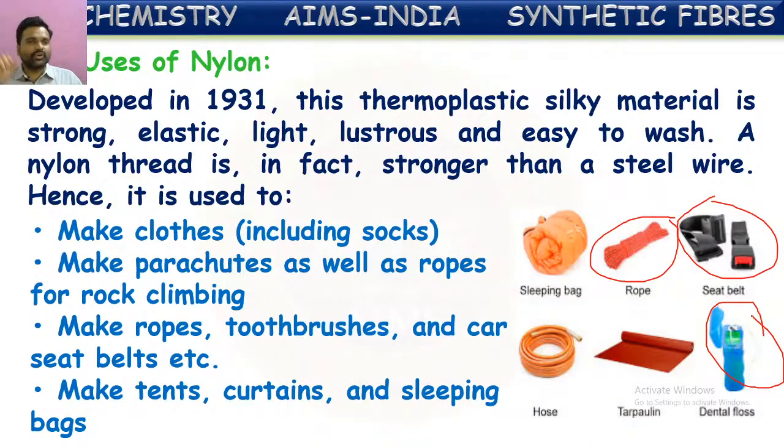So these are the different uses of nylon. Mainly, all these uses depend on the peculiar and unique properties of nylon. They are strong, elastic, light, and lustrous. These are the special properties of nylon, and hence there are so many uses of nylon. Lustrous means a shining property. It shines more than any other natural or synthetic fiber.